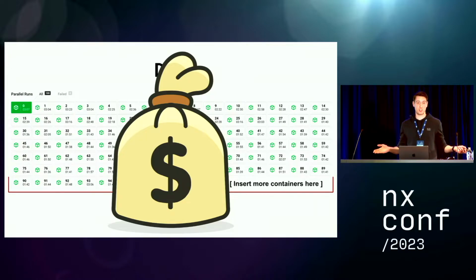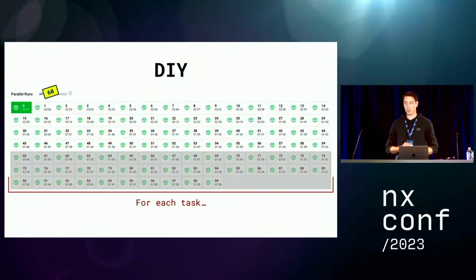We had to get this under control, so we revisited the DIY solution. Thankfully, we made the solution pretty flexible from the start. We were able to set a max number of containers for a task and then distribute the affected projects across those containers. We will then simply run nx run-many for whatever projects it receives.